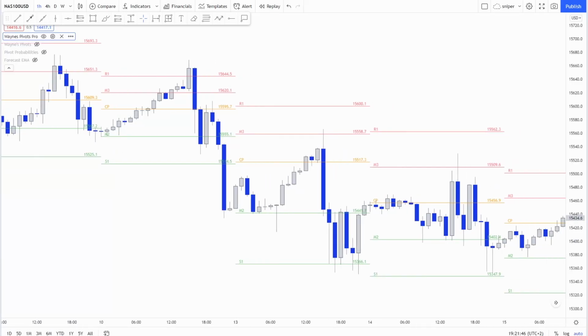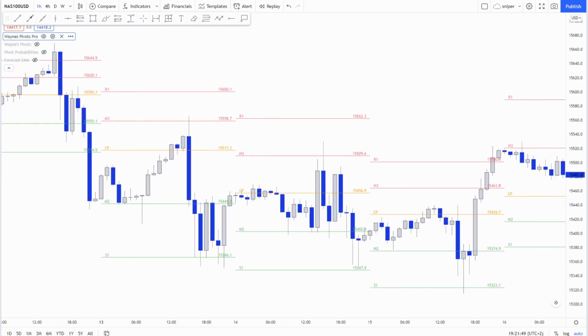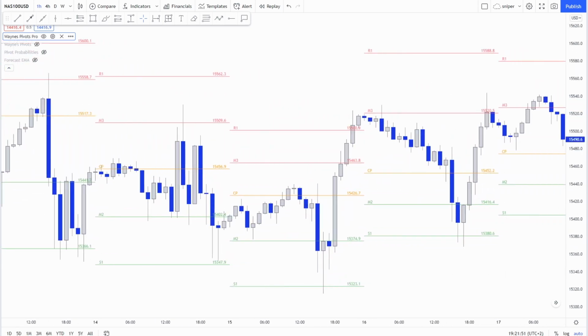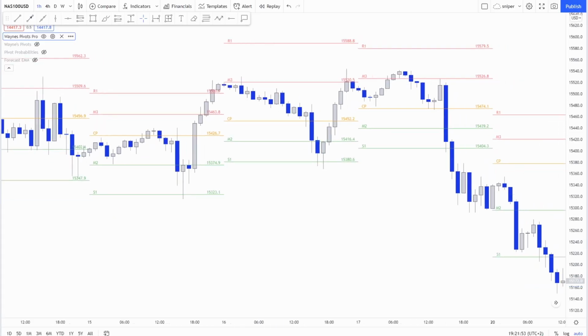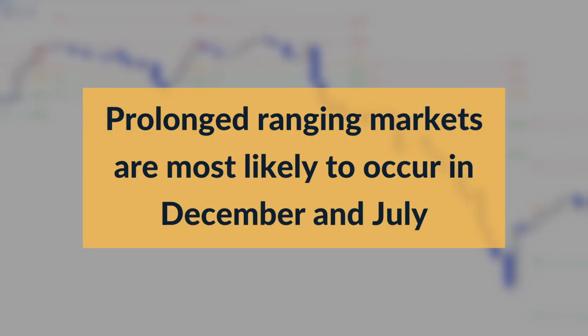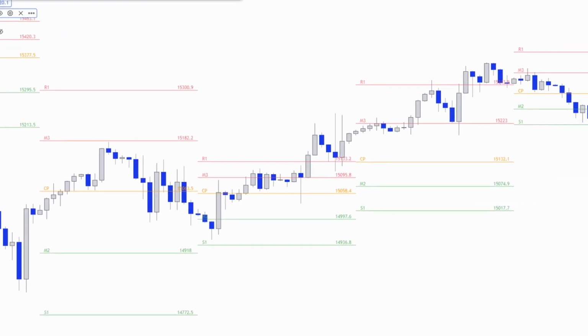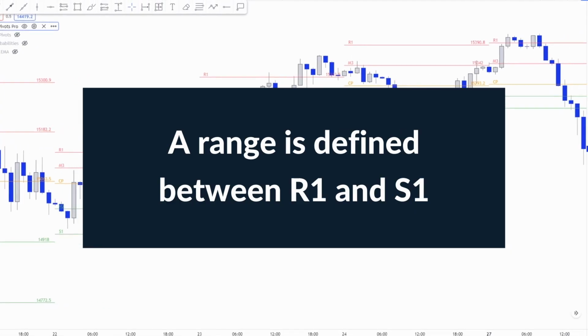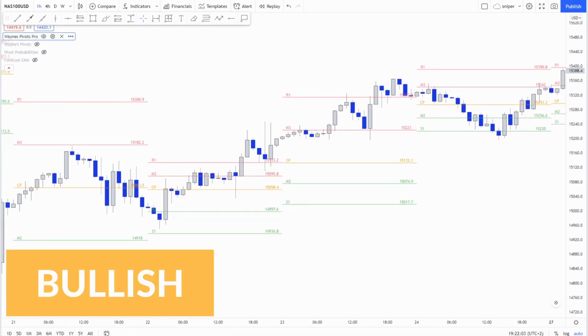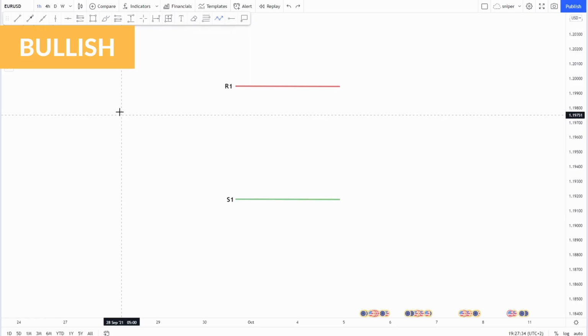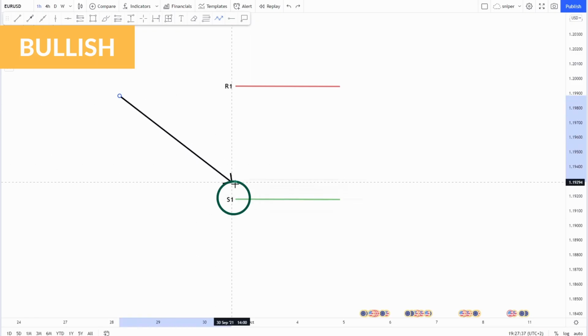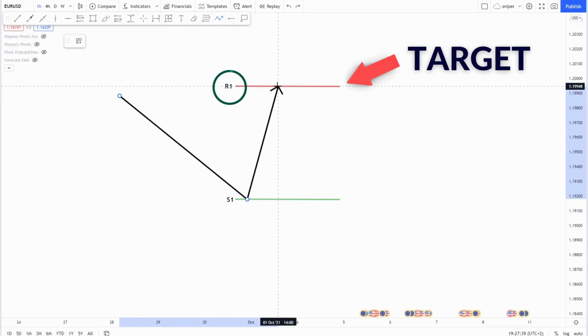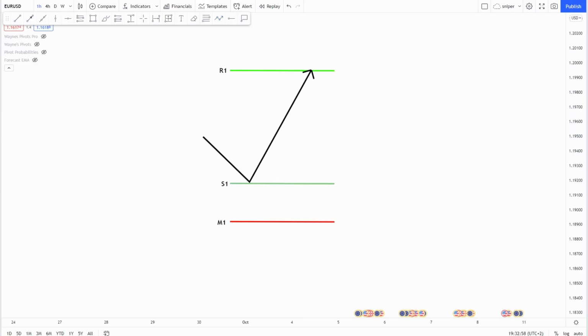Let's head over to the third market condition, range. Range is when you have consolidation or you don't have any trend. That is generally happening after a very strong trend, or in the months of July and December. We define a range by the pivot levels R1 and S1. In a bullish range, you should be looking to buy S1 and targeting R1. You should then have your stop loss at pivot level M1.